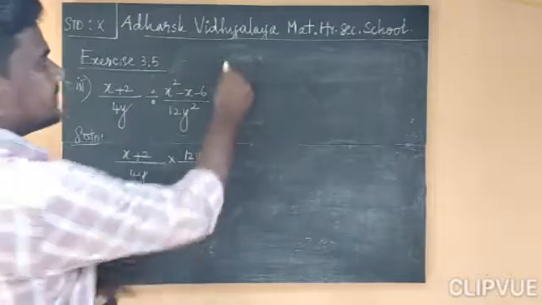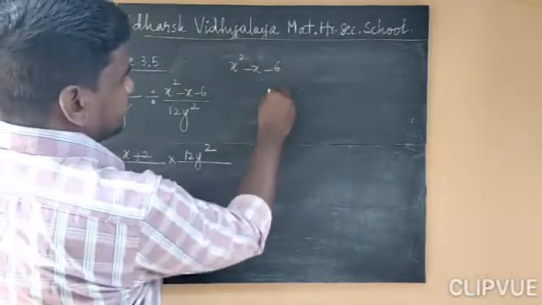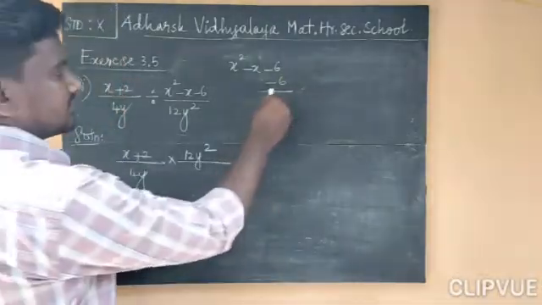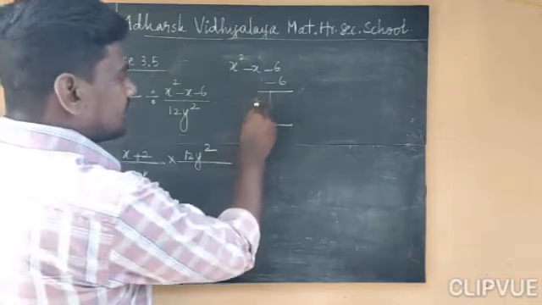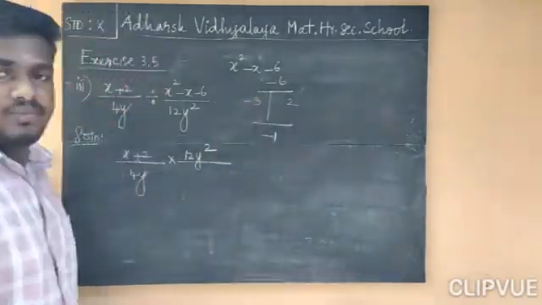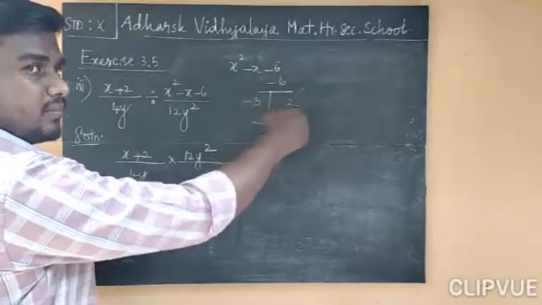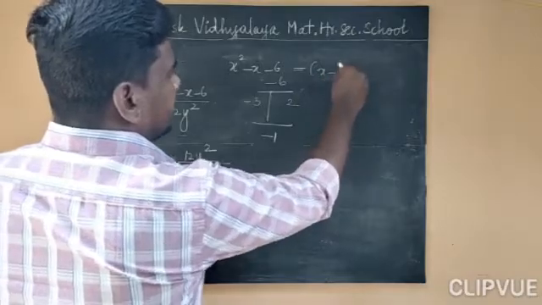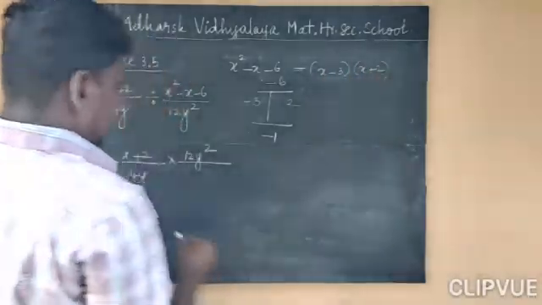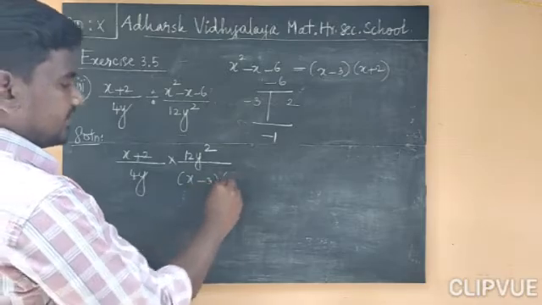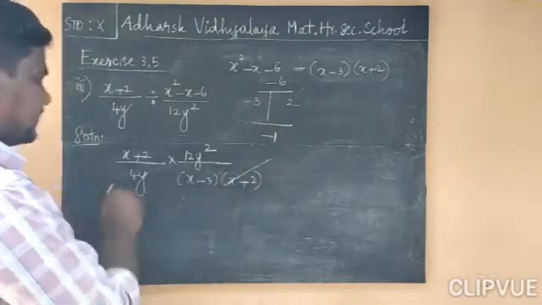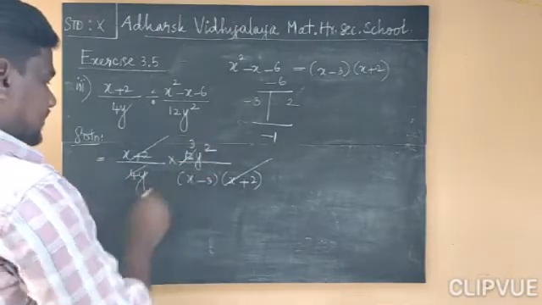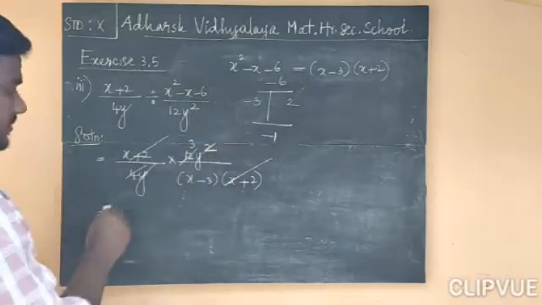Actually, x square minus x minus 6. The product of two numbers is minus 6, and the sum of the same two numbers is minus 1: 3 and 2. So minus 3 plus 2: minus 3 into 2 is minus 6, and minus 3 plus 2 is equal to minus 1. So it can be written as x minus 3 and x plus 2. So here I am going to replace with x minus 3 into x plus 2. This x plus 2 and this x plus 2 will be cancelled. Similarly, 4 one time, here 3 times, and this y one time cancel. So here 1 will be there.